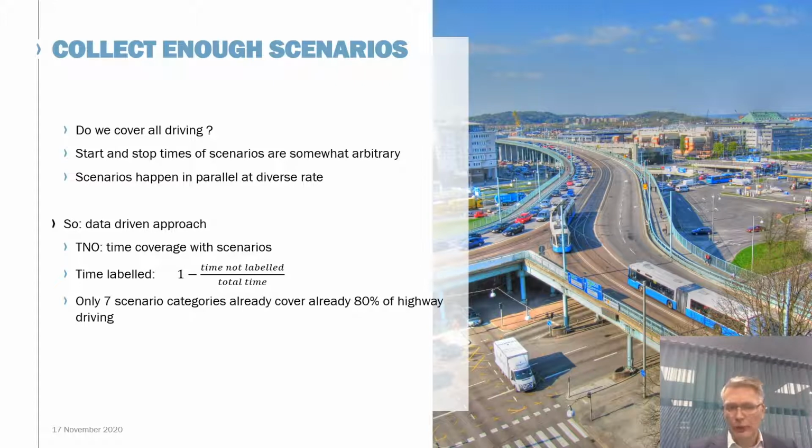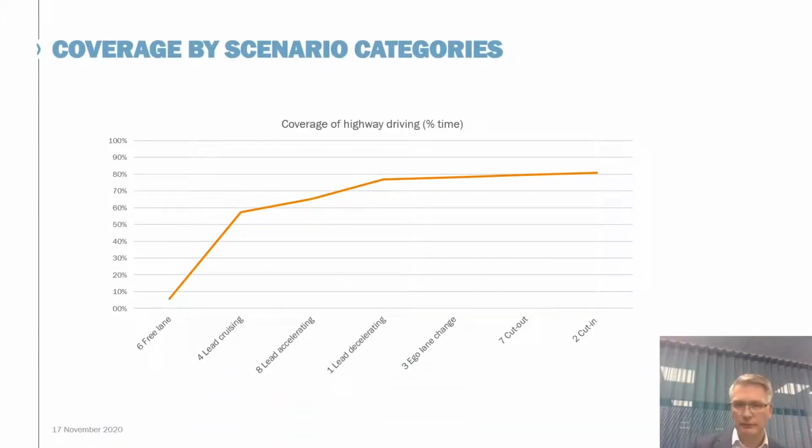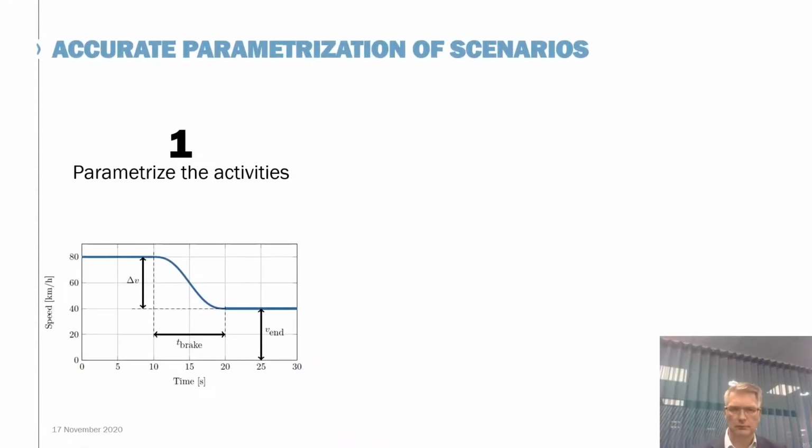To deal with that, TNO came up with a metric called time coverage. Essentially it's 1 minus the time not labeled, and in this way we can express it. As an example, you can see that with only 7 scenario categories, you can already cover 80% of highway. So we quickly move to 80%, and then there is work to do to raise this to a higher level of 100%. This is a very simple measure to see how we're doing.